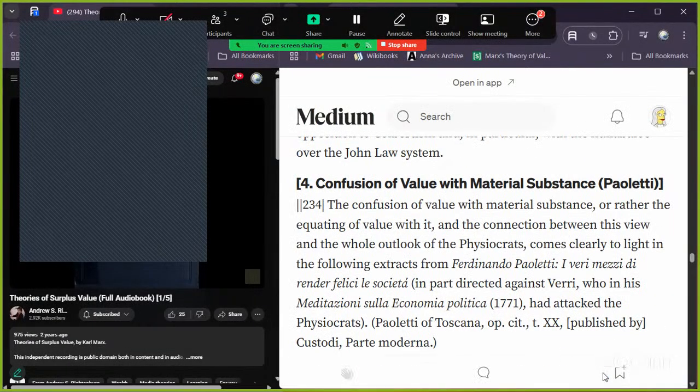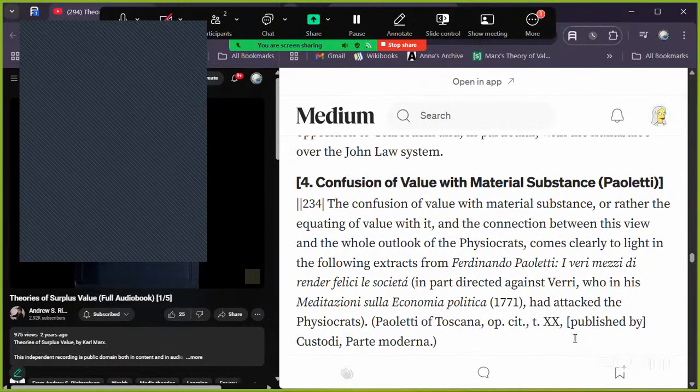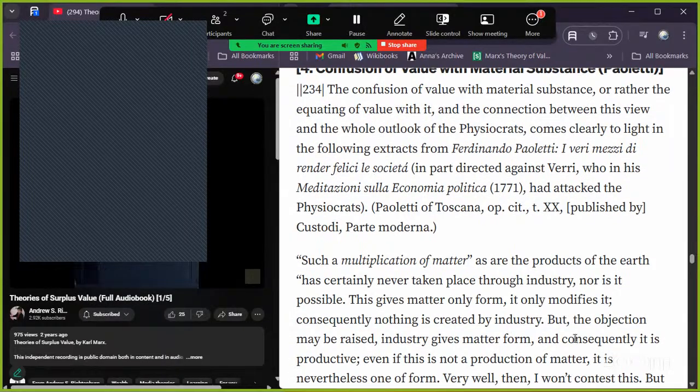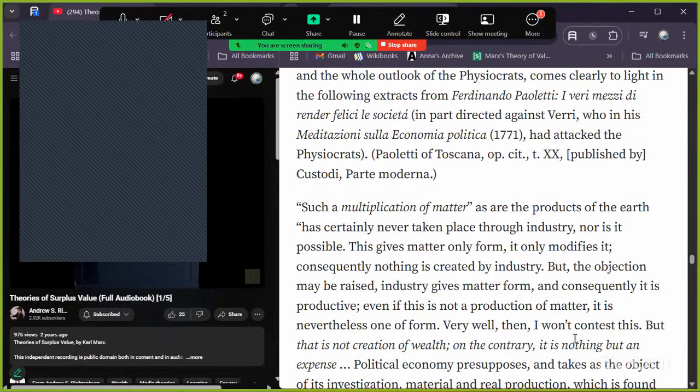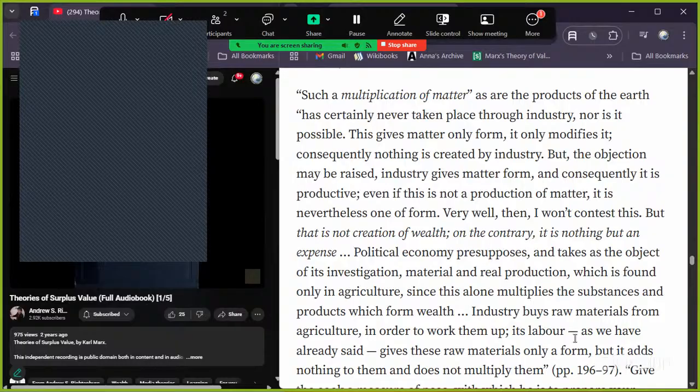Section 4. Confusion of value with material substance. The confusion of value with material substance, or rather the equating of value with it, and the connection between this view and the whole outlook of the physiocrats, comes clearly to light in the following extracts from Ferdinando Pauletti. Quote, such a multiplication of matter, as are the products of the earth, has certainly never taken place through industry, nor is it possible. This gives matter only form, it only modifies it. Consequently, nothing is created by industry.